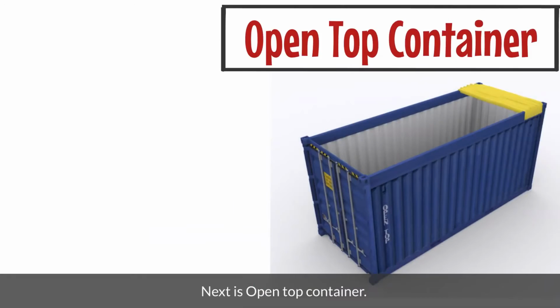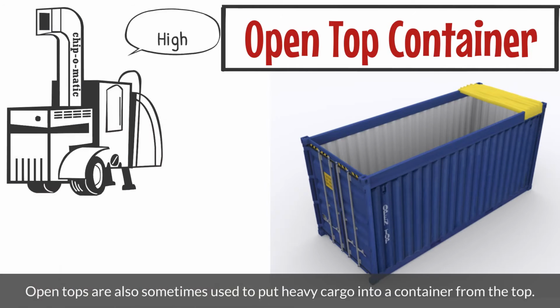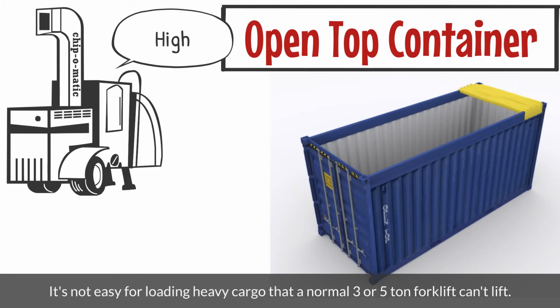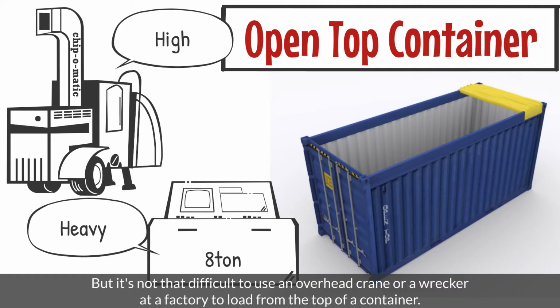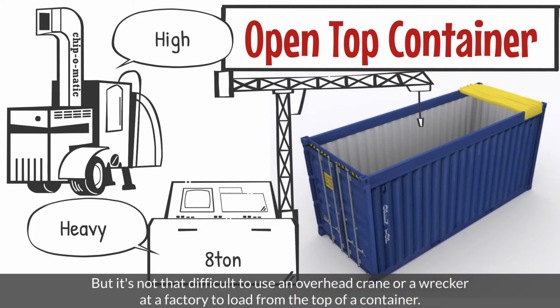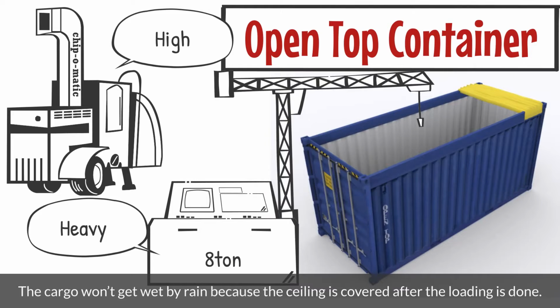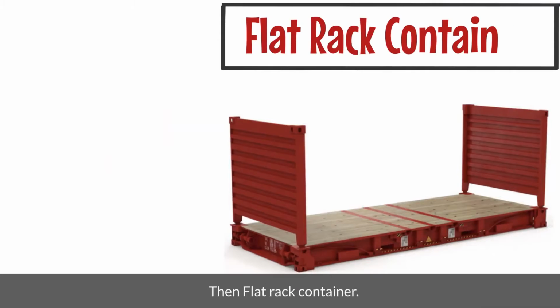Next is open-top container. Open-top container is like a dry container without a ceiling. Since there is no ceiling, it is used for tall cargoes. Open tops are also sometimes used to put heavy cargo into a container from the top. It's not easy to load heavy cargo that a normal 3 or 5 ton forklift can't lift. But it's not that difficult to use an overhead crane or a wrecker at a factory to load from the top of a container. The cargo won't get wet by rain because the ceiling is covered after the loading is done.